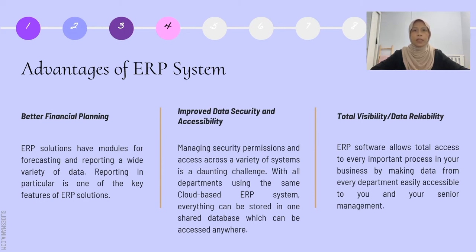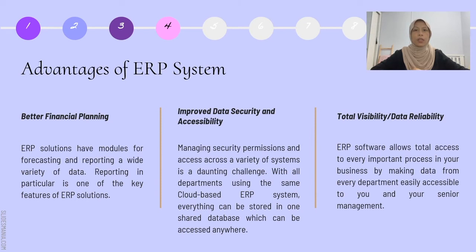Second is improved data security and accessibility. Managing security permissions and access across a variety of systems is a daunting challenge. A common control system allows organizations the ability to ensure key company data can be shared without being compromised. With all departments using the same cloud-based ERP system, everything can be stored in one shared database which can be accessed anywhere. ERP provides a mechanism to monitor day-to-day processes for continuous improvement. This also adds a layer of transparency to all the work. ERP allows organizations to consider new ways to optimize workload to save time and money.